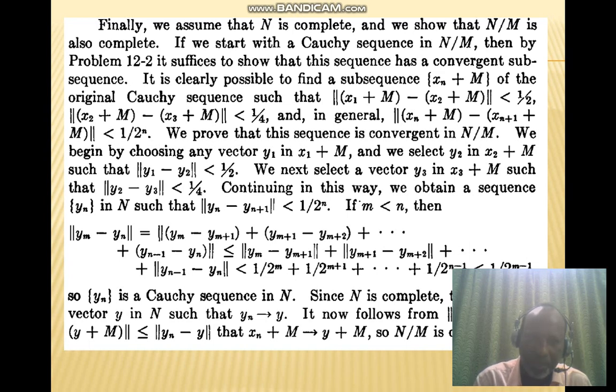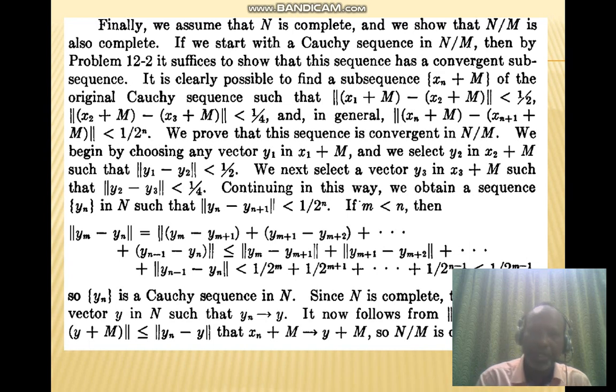Now, already we have assumed that N is a complete space, a Banach space. Therefore, yn, being a Cauchy sequence, converges in N. So we take a vector y in N such that yn converges to y. Now if we take norm of xn plus M minus y plus M, it's less than or equal to norm of yn minus y, which means xn plus M converges to y plus M. So since y belongs to N, y plus M belongs to N by M, which is complete.